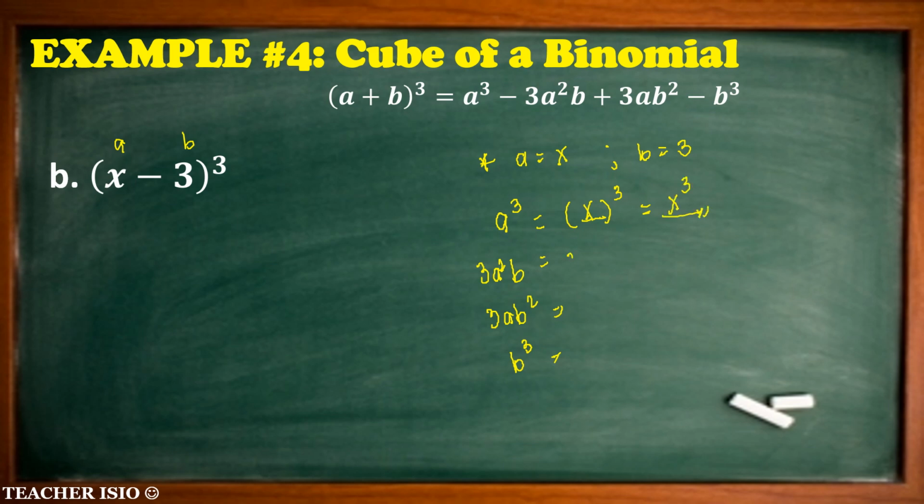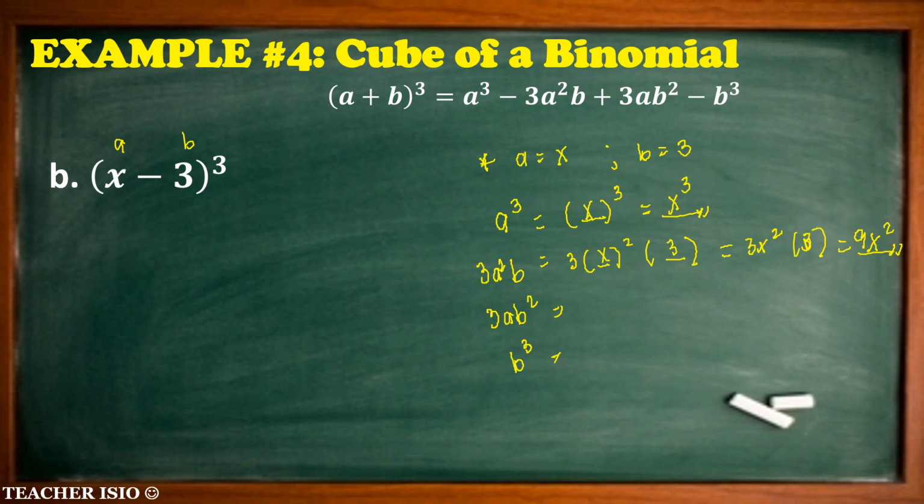Next, we have 3a squared b. 3 blank squared times blank. So what is the value of a? We have x, and then b is 3. So let's simplify. So we have 3x squared times 3. Yan. So 3x squared times 3, we have 9x squared.